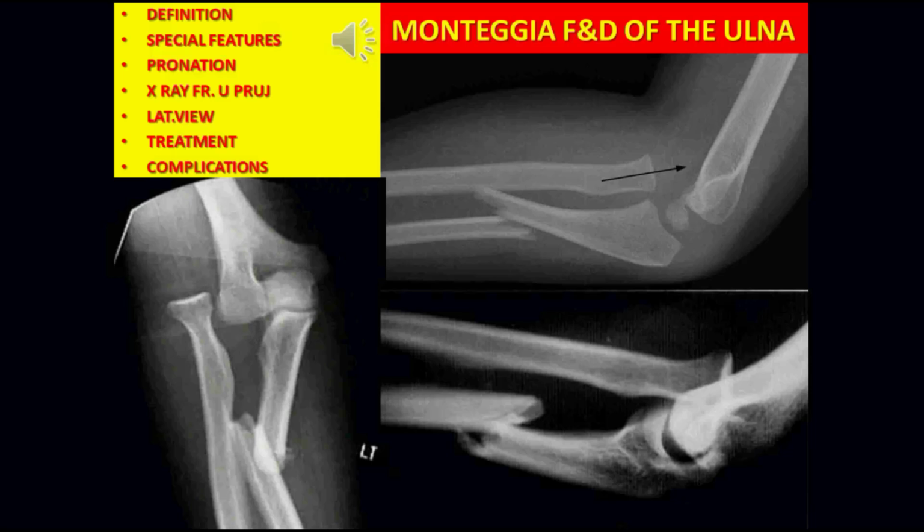Complication: if there is an unreduced head of the radius, this will affect the flexion and rotation of the forearm. In children, no treatment is advised until the end of growth, and then only if function is significantly impaired. In adults, operative reduction or excision of the radial head may be needed.